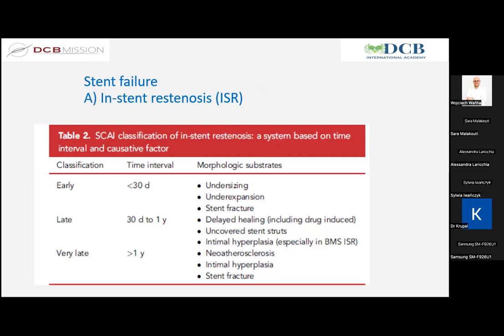These are the classification of the mechanism of stent restenosis according to time. Early in-stent restenosis is mostly due to undersizing, underexpansion, or stent fracture. Late in-stent restenosis, from 30 days to 1 year, is mostly due to delayed healing and uncovered stents or intimal hyperplasia. Very late, more than 1 year, is due to new atherosclerosis, intimal hyperplasia, and stent fracture.